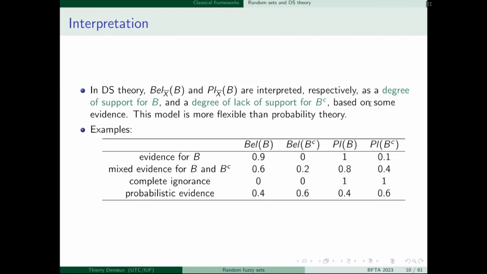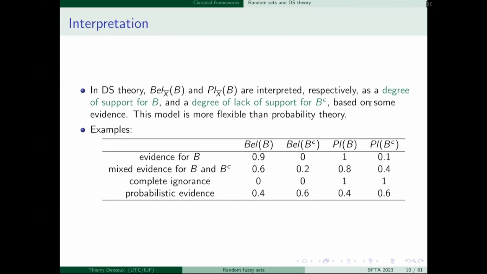And here there are some examples. Here, for example, Bell of B is large, and Bell of the complement of B is 0. So we have some evidence for B, but no evidence that supports the complement of B. So the plausibility of B is 1, because there was no evidence against B. And the plausibility of the complement of B is low because it's 1 minus Bell of B, because B is very supported. So the complement of B is not very plausible.